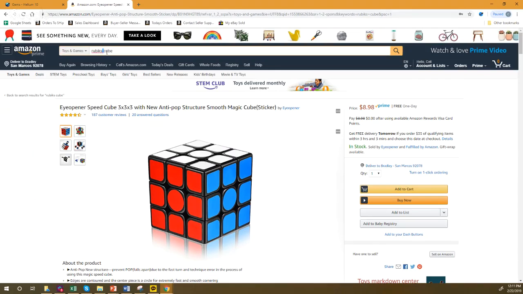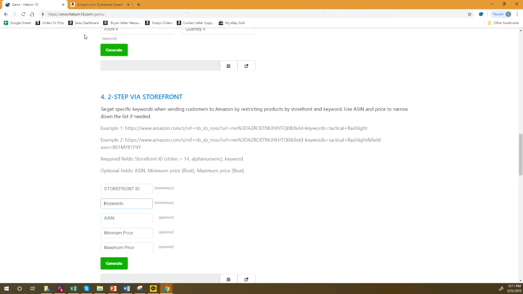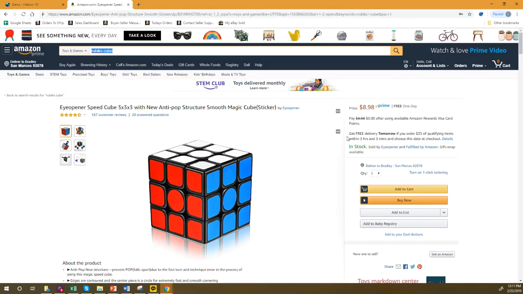I'm going to take the keyword that I want to rank for, I put it here, and then the storefront ID. This is important, everybody. We're going to do this later today when we talk about the index checker, but we also need to know how to get the storefront ID of a seller.